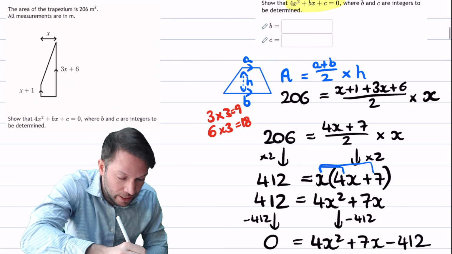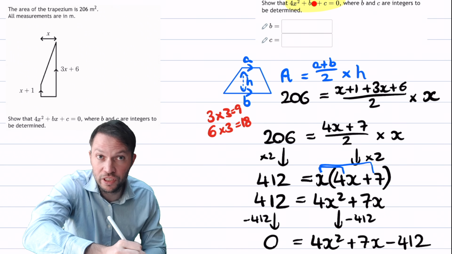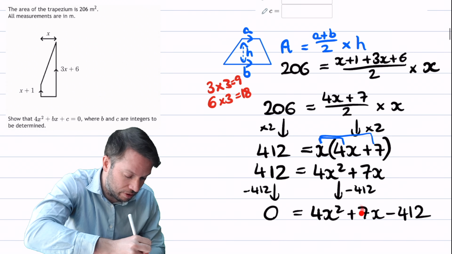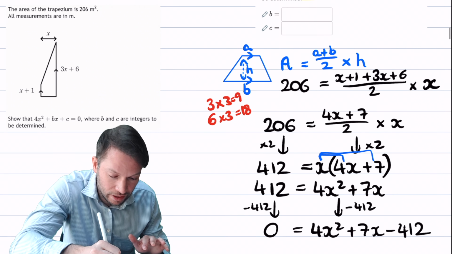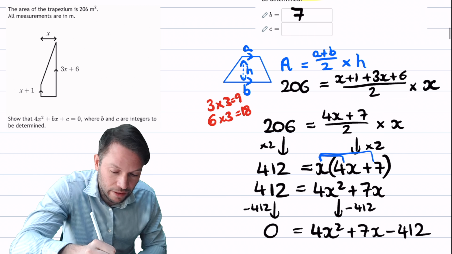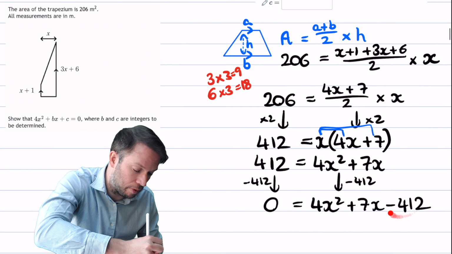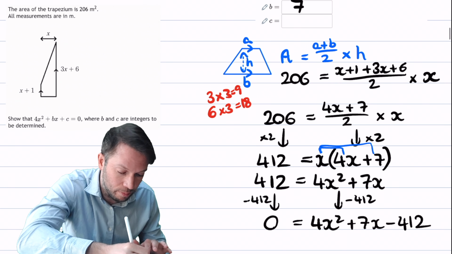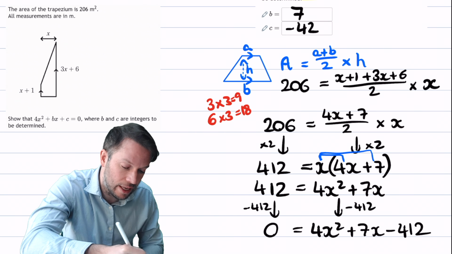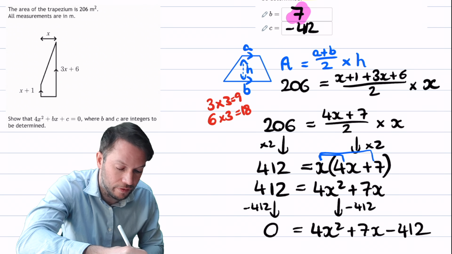So we can see the b is the number in front of the x, the coefficient of the x as we call it. So the number in front of the x, the coefficient of x is 7. Let's put that in. And then the c is this constant term, the term without the x. We can see that's minus 412. So we've got minus 412 here. And that is the final answer.